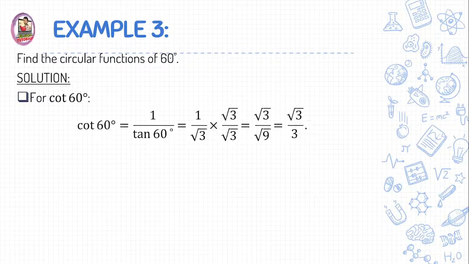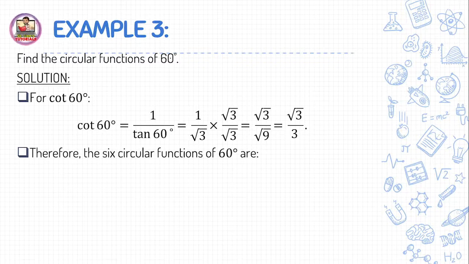And for cotangent 60 degrees, we have cotangent 60 is equal to 1 all over tangent 60. So tangent 60 is square root of 3. So 1 all over square root of 3. Since there exists a radical symbol in the denominator, we need to rationalize. So we multiply square root of 3 all over square root of 3. So that will give us square root of 3 all over square root of 9, which is equivalent to square root of 3 all over 3.